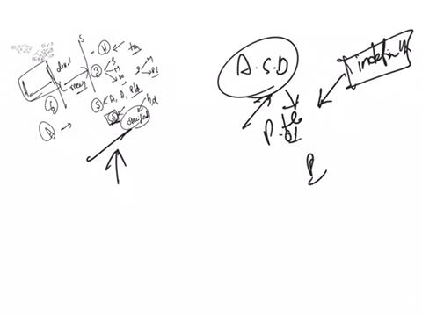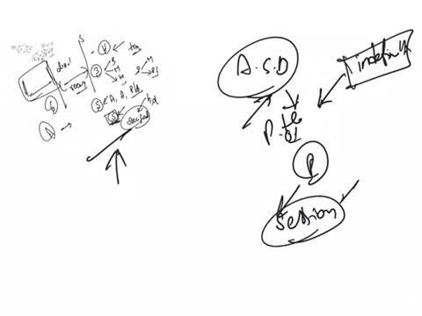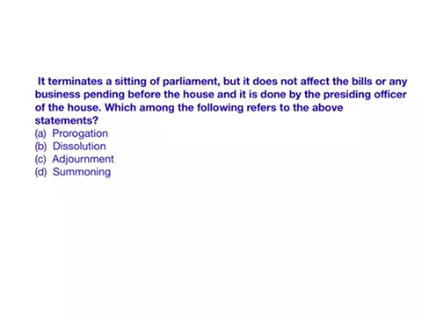Then what about prorogation? It means the termination of the entire session of the house, not a sitting, by an order that is made by the President under Article 85 Clause A of the Constitution. This prorogation will terminate both sitting as well as session of the house. Let's see a question related to this.